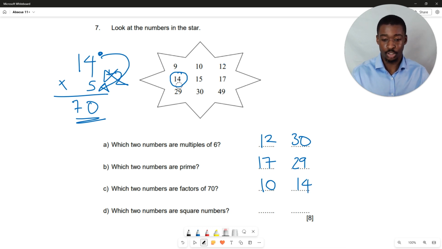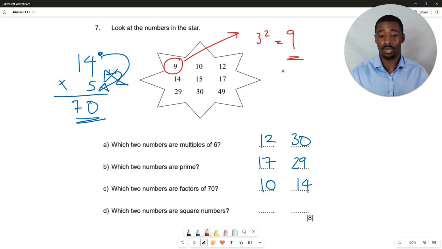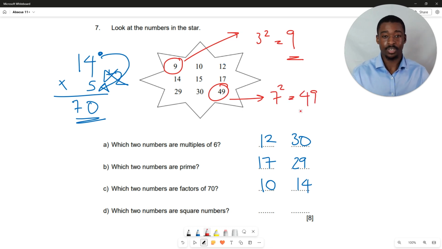And finally, we have which two numbers are square numbers. So numbers that are square numbers, let's find them. The first one's going to be 9. Why? Because 3 squared is 9, and therefore 9 is a square number. And then also we have 49. Why? Because this time 7 squared is 49. So our two numbers, which are square numbers, are 9 and 49. Very big question there, but that's how we work it out.